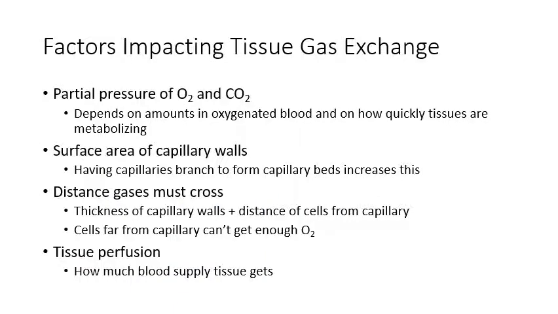Okay, so those were the factors that impact pulmonary gas exchange. Now we'll do the factors that impact tissue gas exchange. First, again, you have the partial pressure gradients for oxygen and carbon dioxide. In this case, that's determined by how quickly the tissues are metabolizing, but also by how much oxygen and carbon dioxide you have in your oxygenated blood. So it's depending on how efficient that pulmonary gas exchange was. Again, the steeper the partial pressure gradients are, the more gas exchange you're going to have.